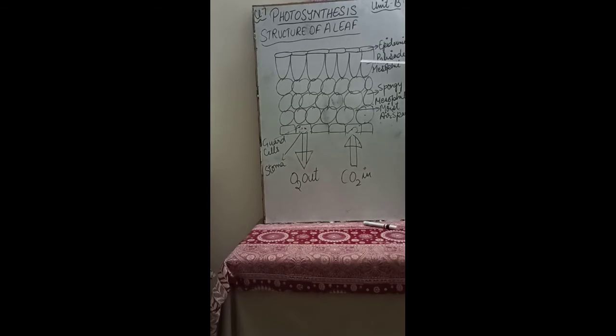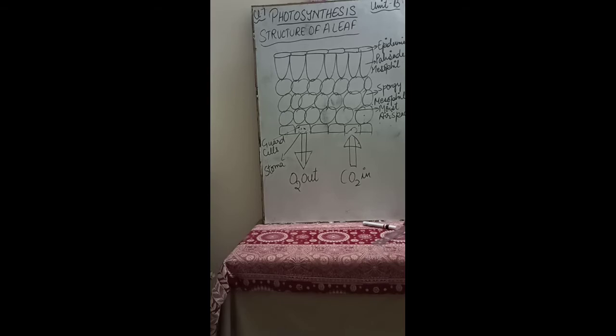Now after the epidermis are the elongated cells. These structures, closely packed with each other, are called the palisade mesophyll. After the palisade mesophyll are the rounded cells, closely packed. They are called the spongy mesophyll. In between these rounded cells there are the moist air spaces. So this is the structure of the leaf, and students, I hope it is clear to you. Now we should proceed to the other topic of the lesson.